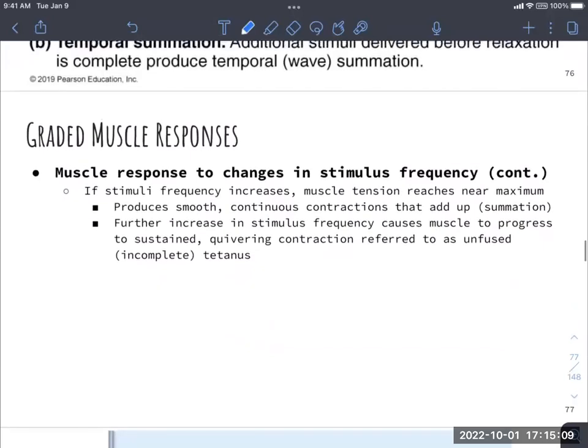So if the number of action potentials being sent to that muscle increases, gets faster, and we keep getting more and more stimuli, one after another, that causes that strength and that force. And it can cause us to reach almost maximum, where every single muscle fiber is contracting. But these wave summations that are coming through help to produce smooth, continuous contractions.